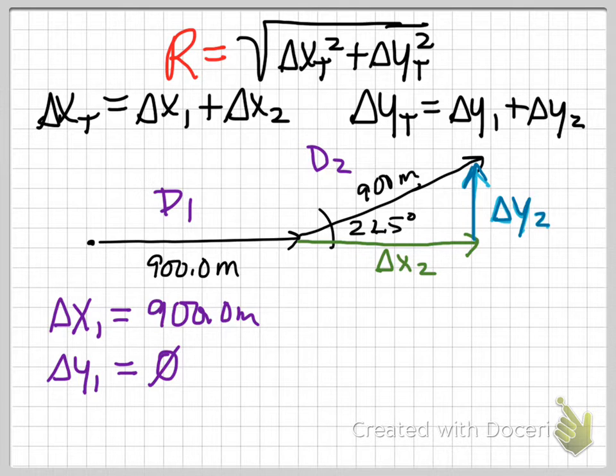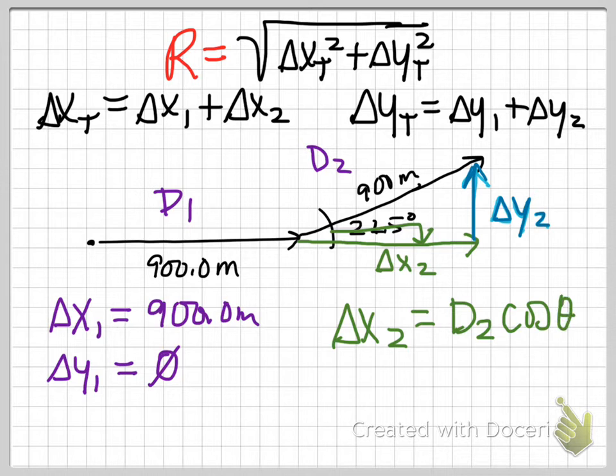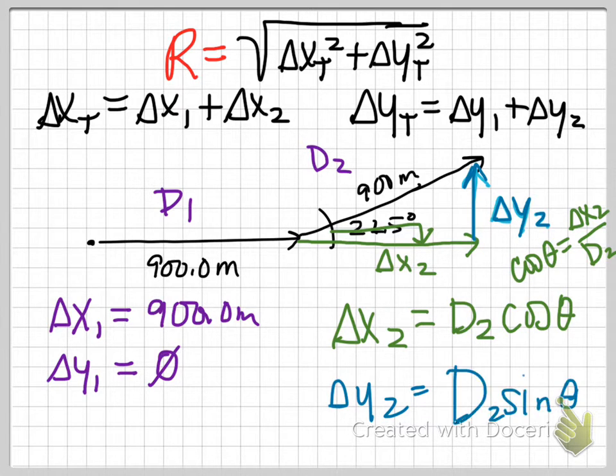All right. So what do we do here? Well, I'm going to go back to my green. Delta x2, the x is adjacent to that angle. So delta x2 is equal to d2 cosine theta. Now, I skipped a step there. So delta y2 is equal to what? You go ahead and jot it down, and we'll see if you're right. Good.